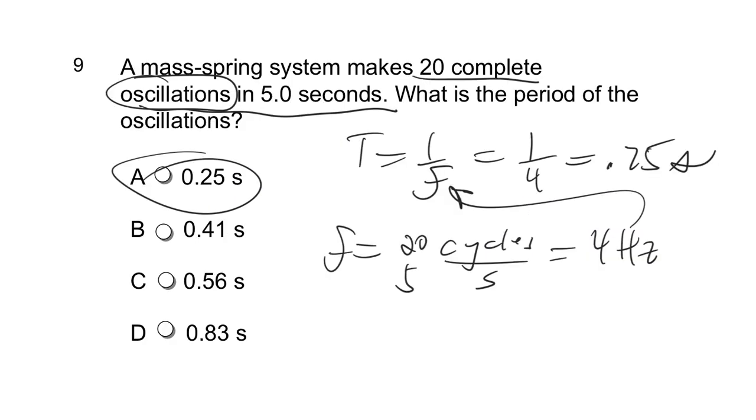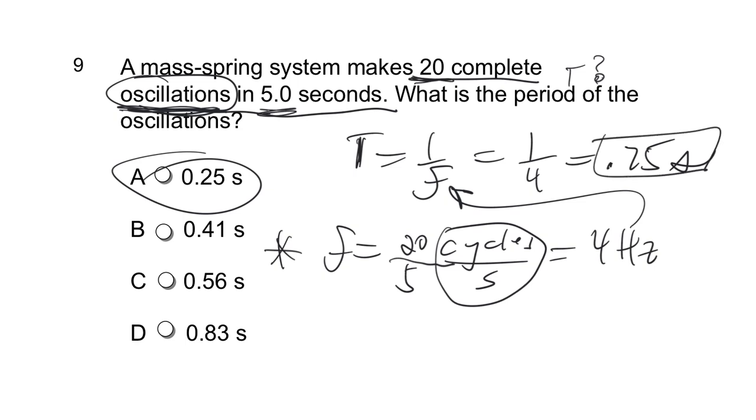Forgot to push the record button as I was working this. Okay, so an oscillation is a cycle. You do 20 cycles in 5 seconds. First I can find the frequency. Frequency is cycles per second. So that's 20 cycles in 5 seconds, which comes out to 4 hertz. Then to find the period, that's what I'm looking for, capital T, I invert the frequency. So 1/4 is 0.25 seconds.